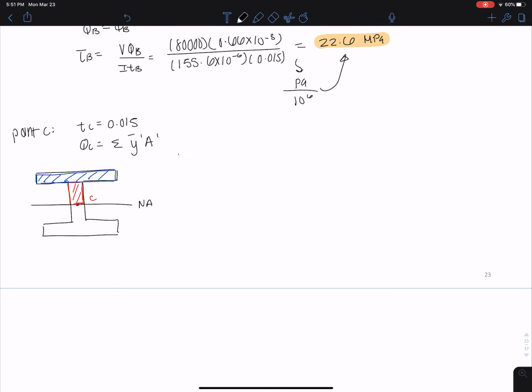So here my Q at C is going to be this 0.110 times 0.3 times 0.02 plus 0.05 times 0.015 times 0.1, and I'll tell you where I got all these from after I write it down.